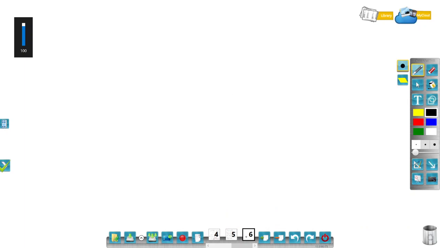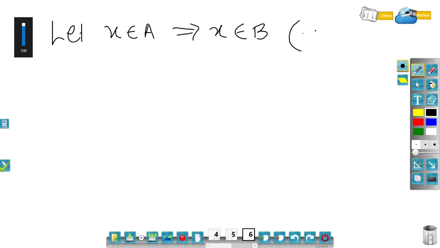Okay. So what I will do, I will start with an element from A. So let x belong to A. If x belongs to A, then definitely x will belong to B. The reason is since A is a subset of B, A is fully contained in B. So whatever elements A has will automatically be inherited in B also. So x belongs to B.